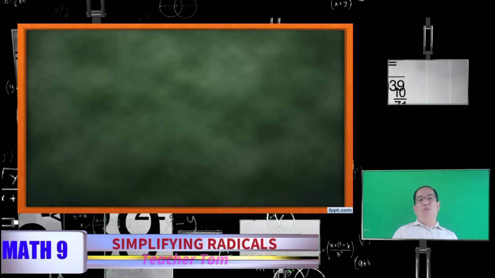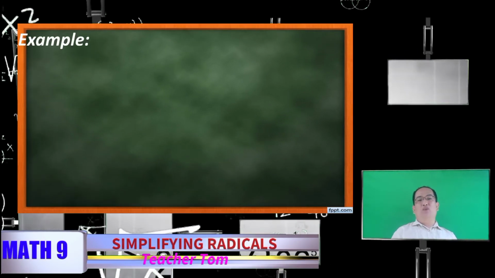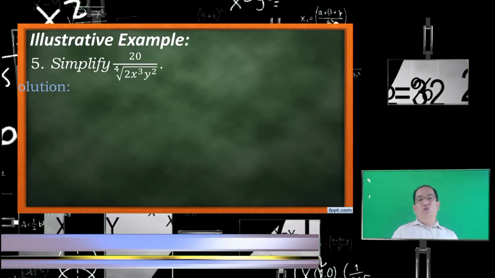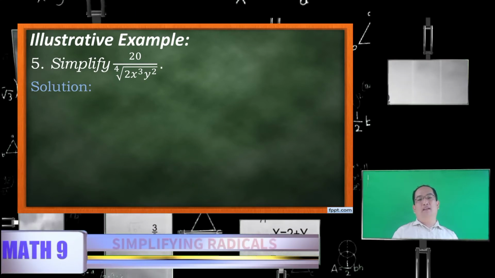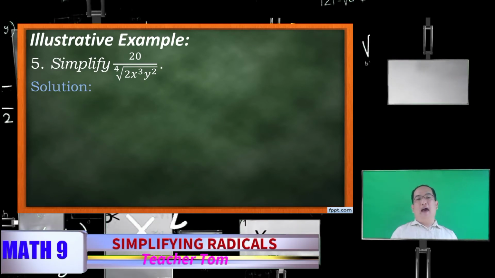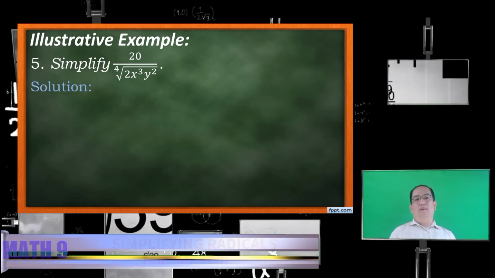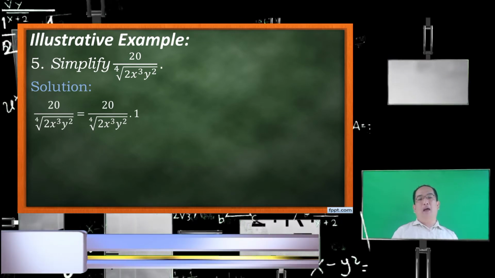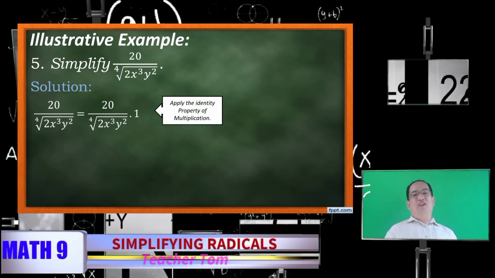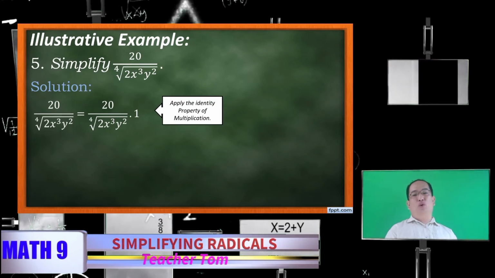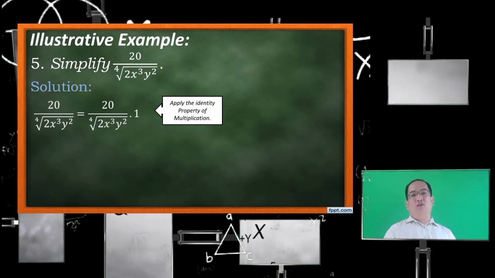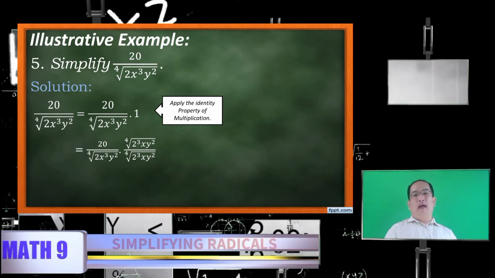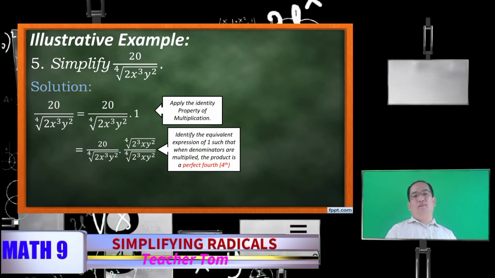Let's move on to sample 5. Simplify 20 all over the 4th root of 2x cubed y squared. So this can be expressed as 20 all over the 4th root of 2x cubed y squared multiplied by 1. Therefore, the new expression will be the 4th root of 2 cubed x y squared all over the 4th root of 2 to the 4th power x to the 4th and y to the 4th.